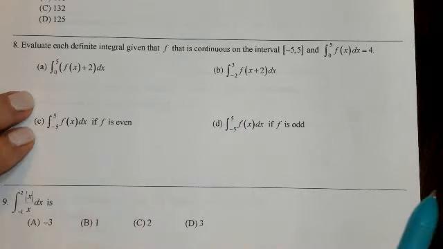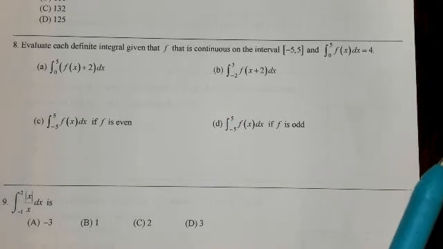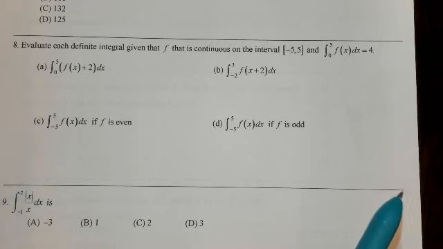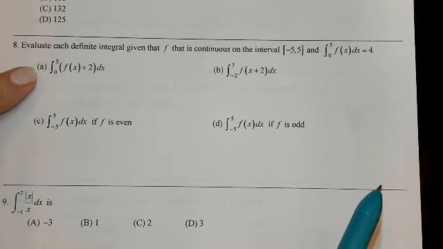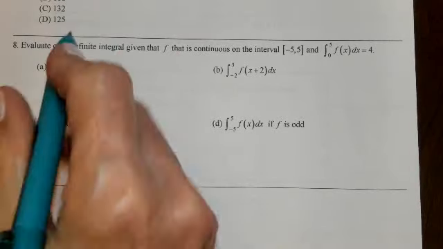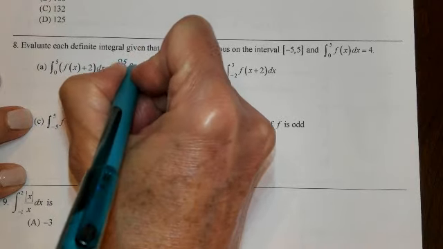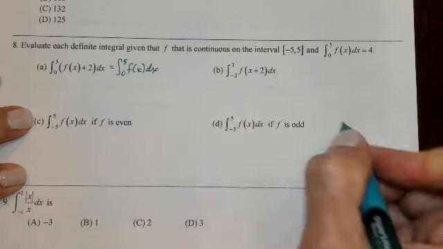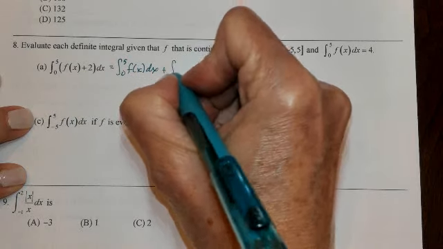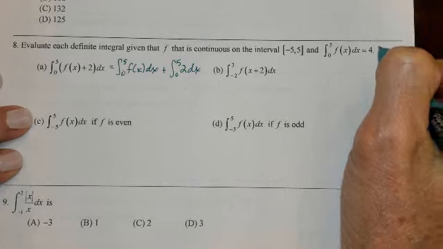So again, this is another one that emphasizes our properties of definite integrals. Okay. All right. For part A, this is not a bad one. All we need to do is split it up. So this would be the integral 0 to 5 of f of x plus the integral 0 to 5 of 2 dx.